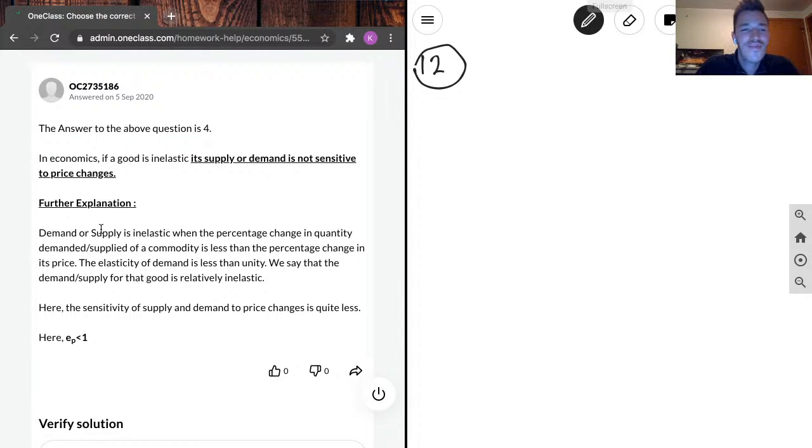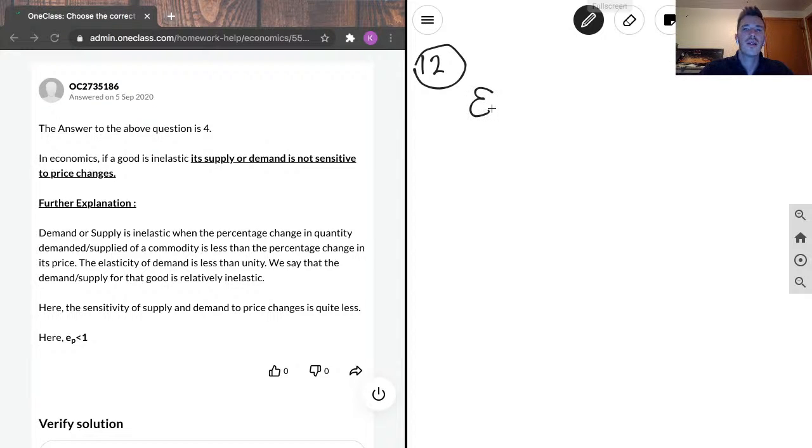Further explanation. Demand or supply is inelastic when the percentage change in quantity demanded or supplied of a commodity is less than the percentage change in its price. The elasticity of demand is less than unity. We say that the demand or supply of that good is relatively inelastic. So that's correct.